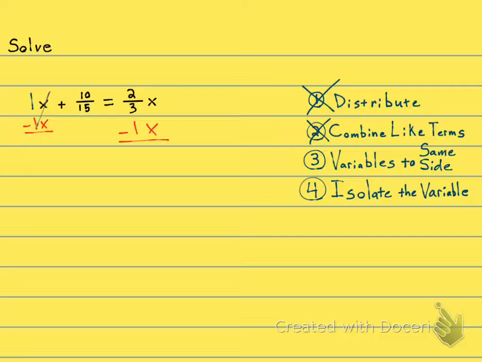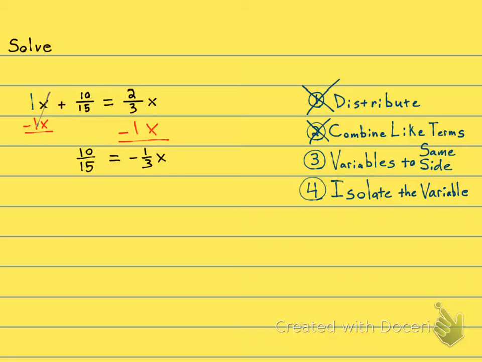Bring down my equal sign. So on the left-hand side, all I have is 10 over 15. And now on the right-hand side, I have 2/3 x minus 1x. And you can use your calculator to do that. You hit 2 ABC 3 minus 1 equals. You might be able to figure it out without it. 2/3 minus 1, which is 3/3. So that's going to be negative 1/3 x.